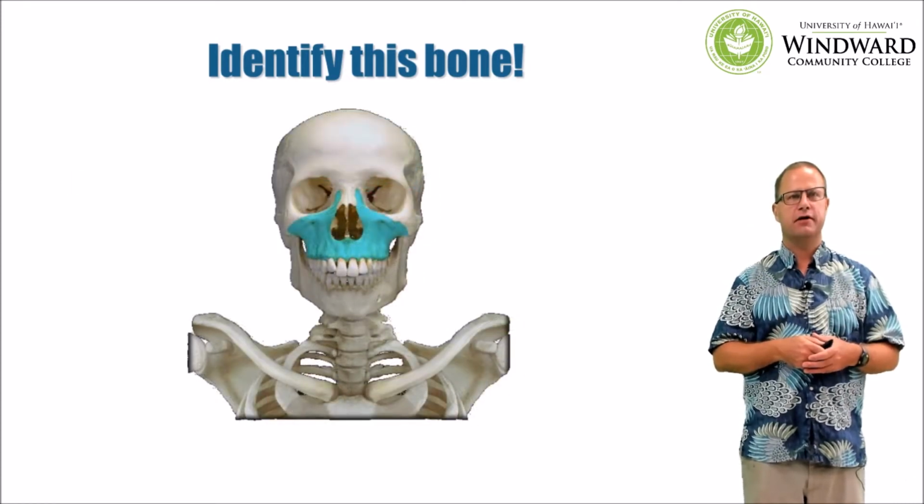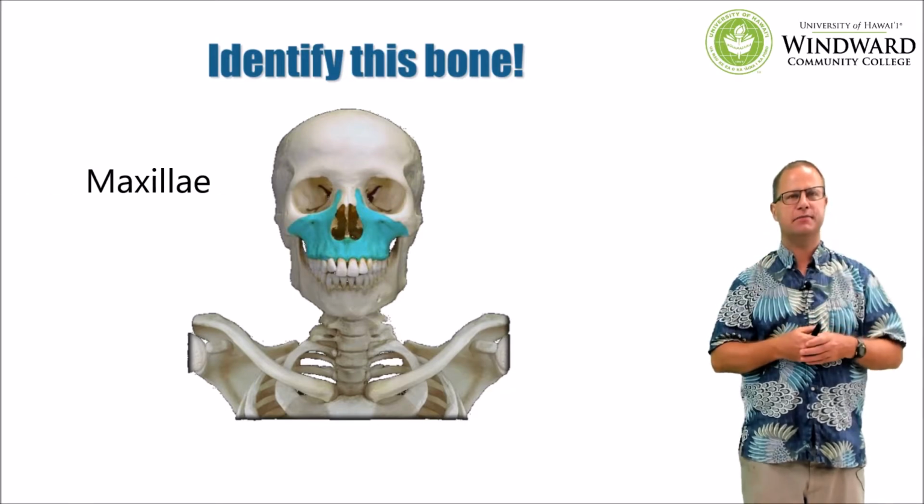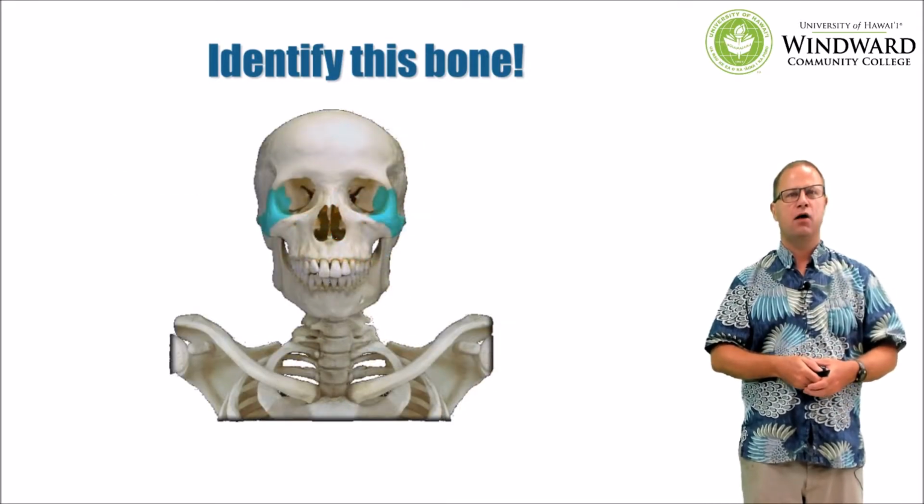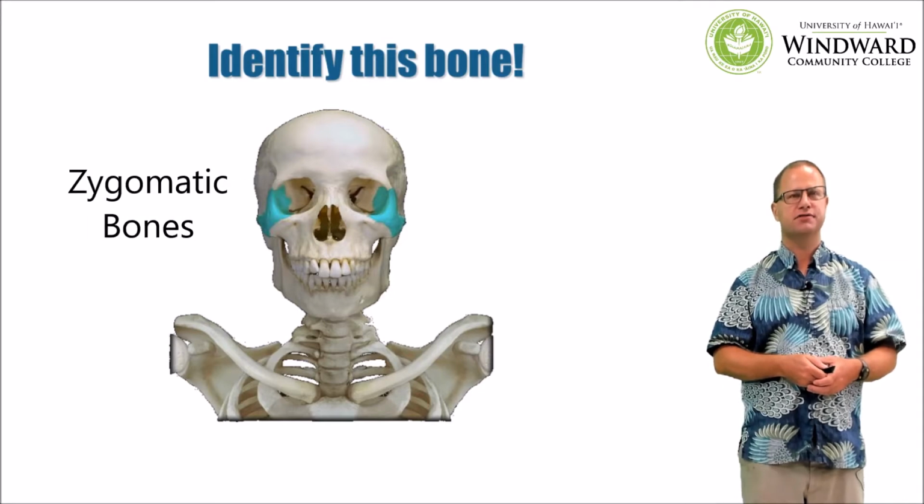What about this bone here? Well, if you said maxilla, you're correct. The maxilla makes up the top part of the jaw, and the mandible makes up the bottom part of the jaw. What about these bones here? That's right, those are the zygomatics or cheekbones.